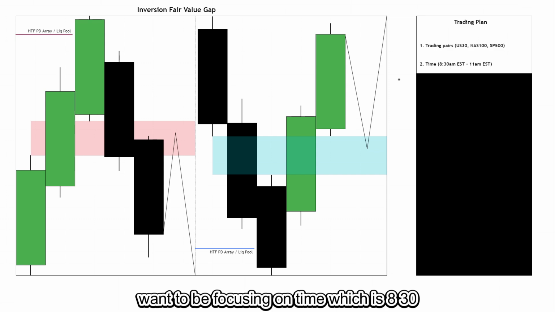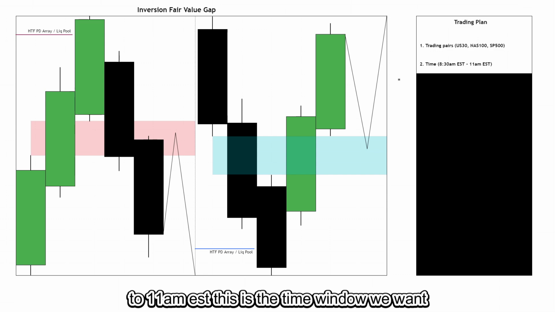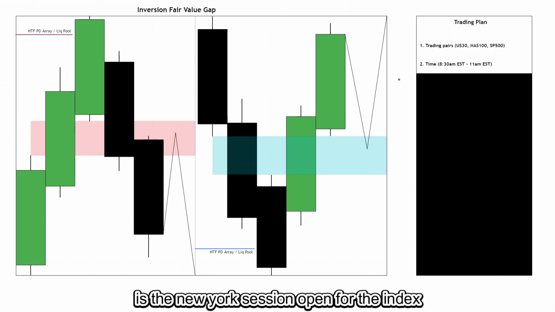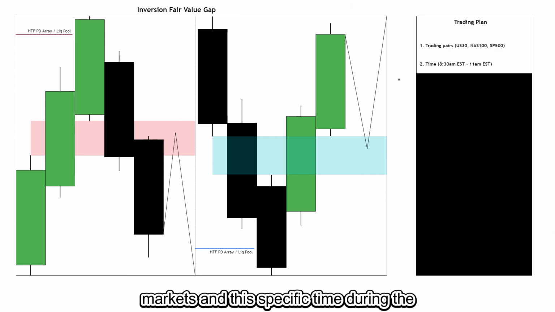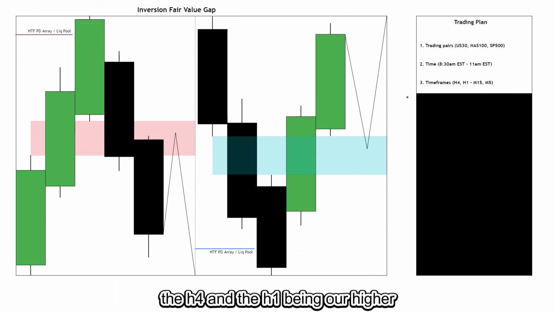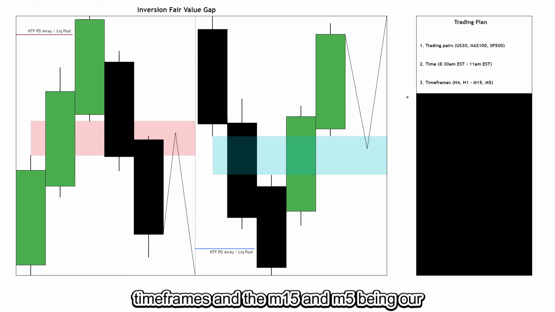Next, we want to be focusing on time, which is 8:30 to 11 a.m. EST. This is the time window we want to be focusing on a day-by-day basis. This is the New York session open for the index markets, and this specific time during the day tends to offer the most volatility. Then we want to be focusing on these time frames, the H4 and the H1 being our higher time frames, and the M15 and M5 being our lower time frames.